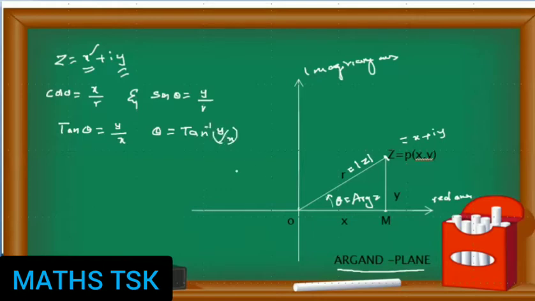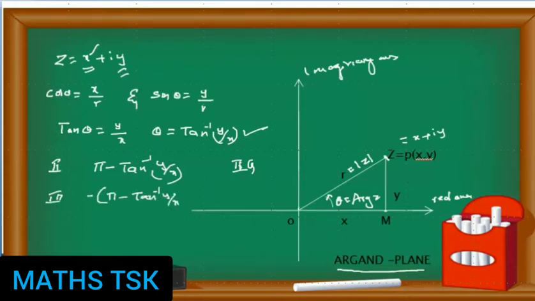And if y is positive and it lies in the second quadrant, then, first of all, if it is in the first quadrant it is tan inverse of y by x; in the second quadrant we write pi minus tan inverse of y by x as the angle. And in the third quadrant, we write minus of pi minus tan inverse of y by x as the amplitude. In the fourth quadrant, write minus tan inverse of y by x as the amplitude. Here z is equal to x plus iy. Here it will be minus x plus iy. Here it is minus x minus iy. Here it will be x minus iy.